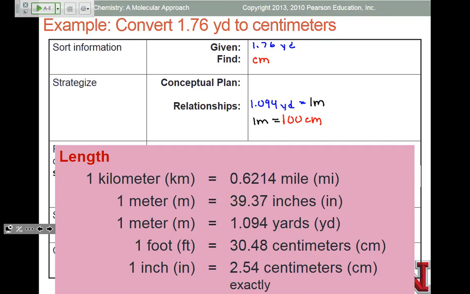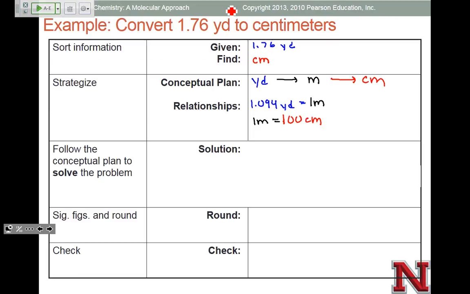So my conceptual plan will take my yards, and I don't have a direct conversion from yards to centimeters, so I'll convert it to meters. And then I'll be able to convert that to centimeters. So that's my conceptual plan, how I'm going to do it. So looking at my solution, starting with 1.76 yards, and yards are at the top, for my conversion factor, which is 1.094 yards equals 1 meter, I'm going to need that 1.094 at the bottom.